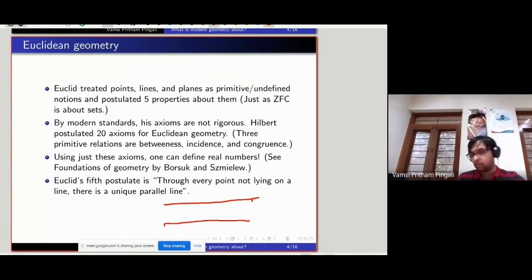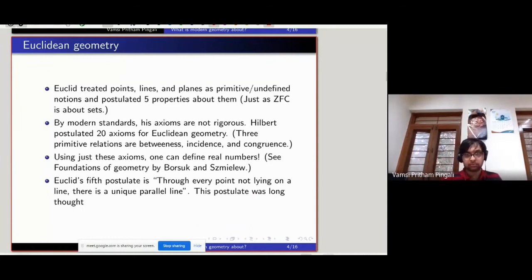Why is this a controversial postulate? Because this postulate was long thought to be a consequence of the other 4 postulates. So many mathematicians, over several centuries, spent a lot of time trying to derive this postulate as a consequence of the other postulates.